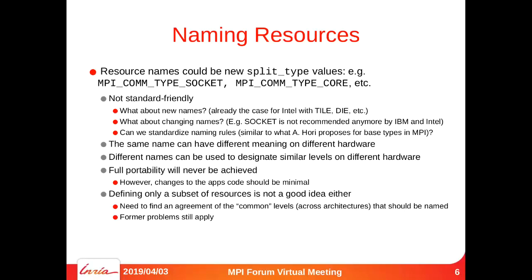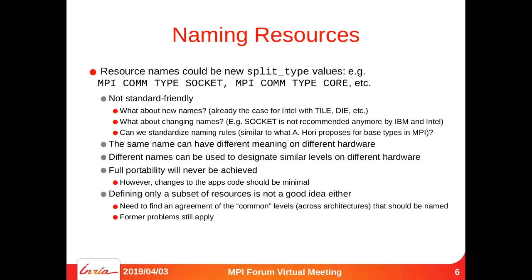What about the names that are changing? For instance, the name socket is not recommended anymore by IBM and Intel. So if we want to standardize, for instance, an MPI com type socket name, this name is already outdated.